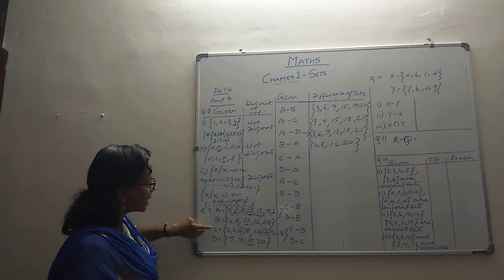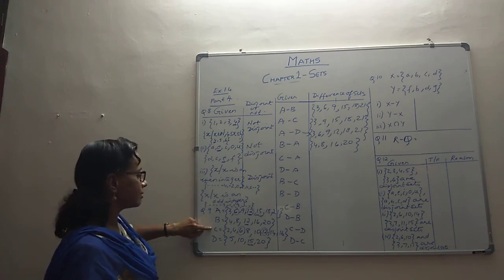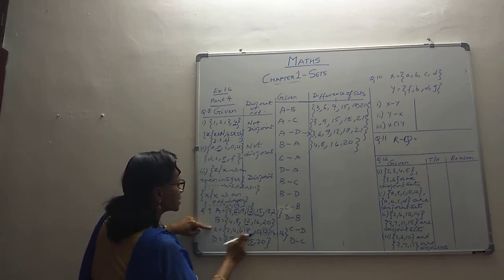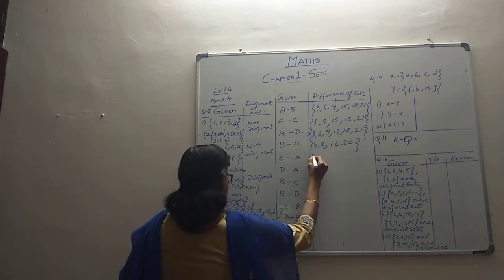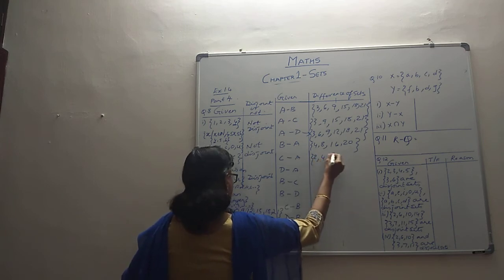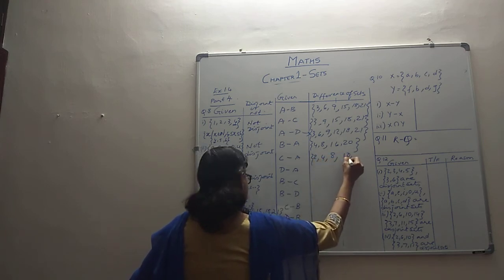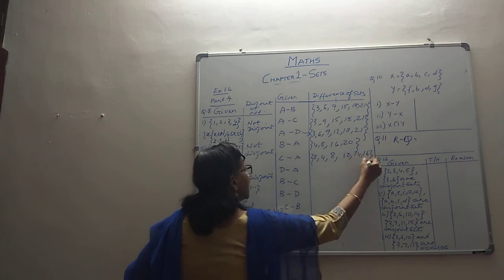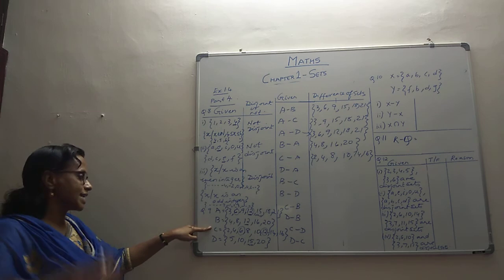C minus A. Between C and A, whatever is common, that element will go off. So between A and C, the common element was 6 and 12. So we will have 2, 4, 8, 10 and 10, 14 and 16. We have removed the common element which we had circled and kept.